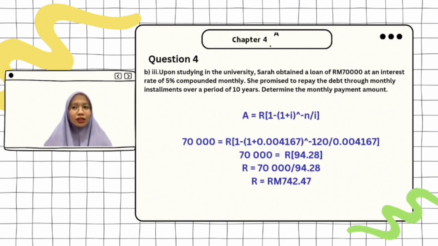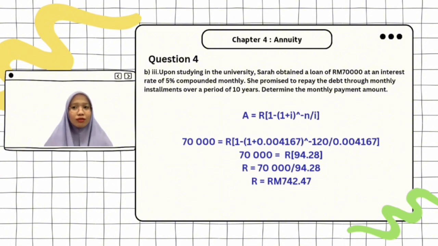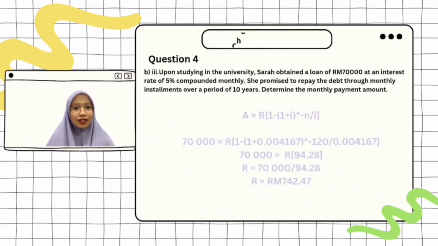We solve the bracket first and we get 94.28. The answer from the bracket we multiply with 17,000, and the answer for R is 742 ringgit 47 cents. So Sarah needs to pay 742 ringgit 47 cents per month.